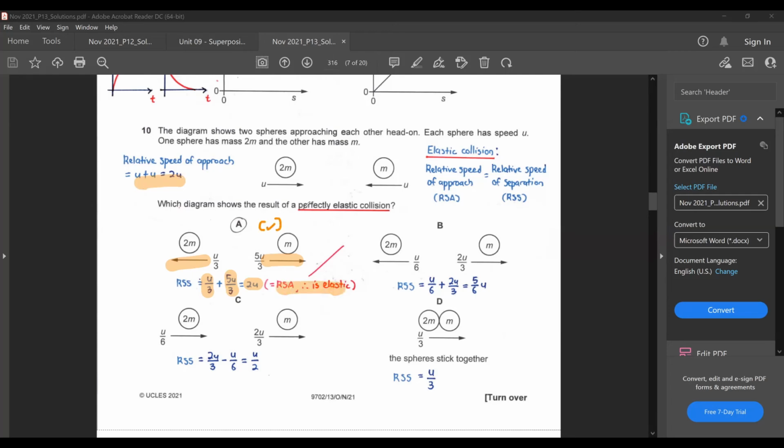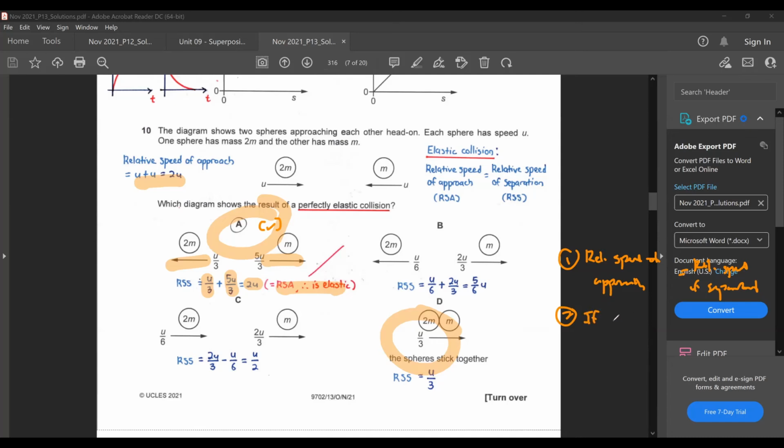Okay, but sometimes you need to be careful a bit. You have probably gone through a few questions where you have two different answers that both tell you that relative speed of approach equals relative speed of separation. In cases like that, you have to use another separate criterion to determine which one is actually the answer. Because one of the things you would normally do first is relative speed of approach equals relative speed of separation.